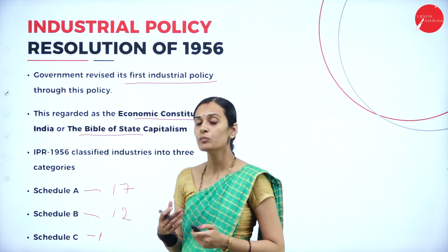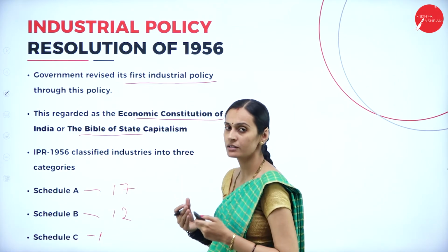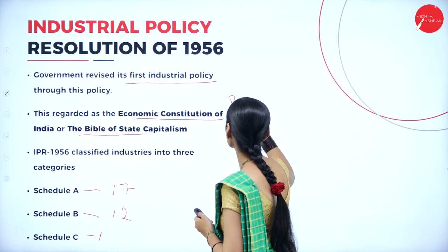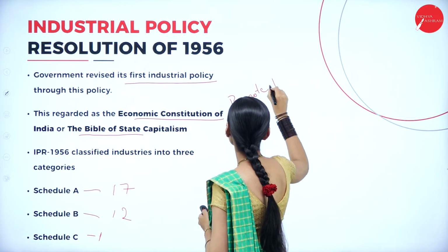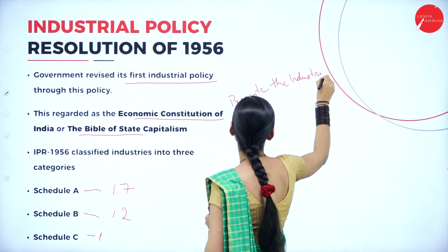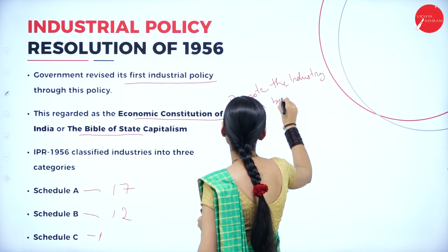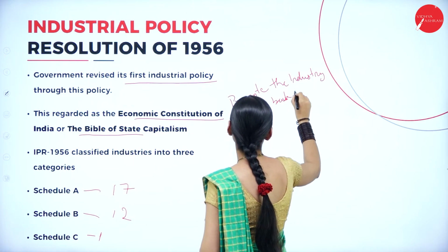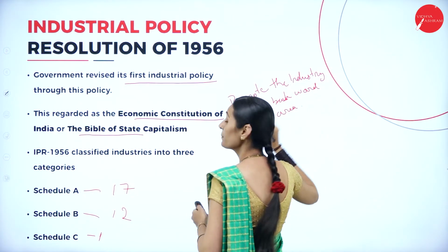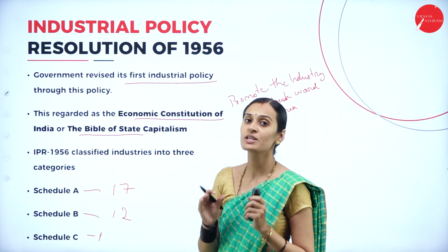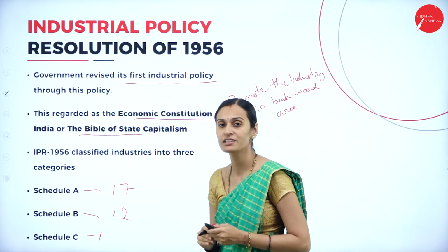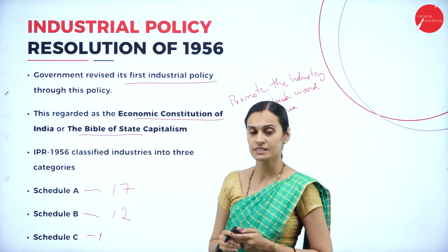And one more important thing under the IPR 1956, it promotes industry in backward areas, in order to remove regional imbalance. Okay, so these are all the different contents coming under the IPR 1956.